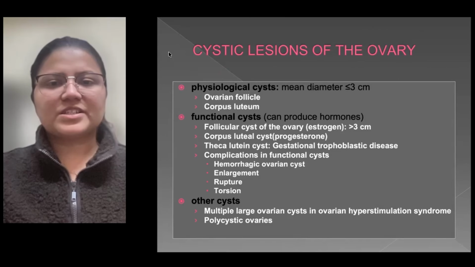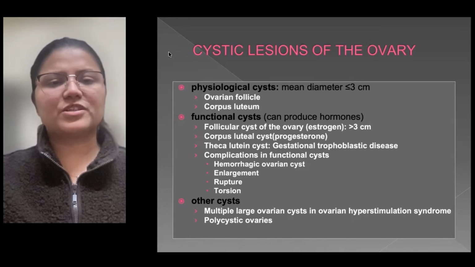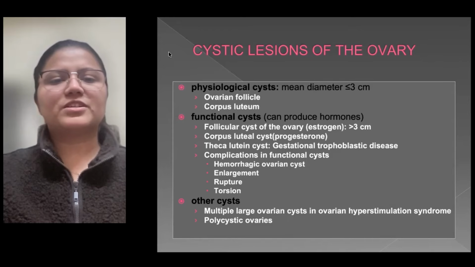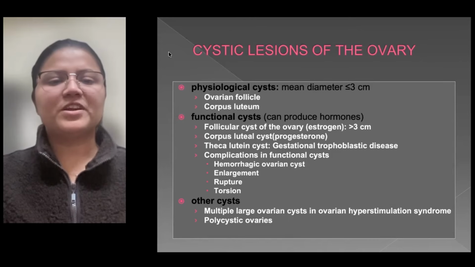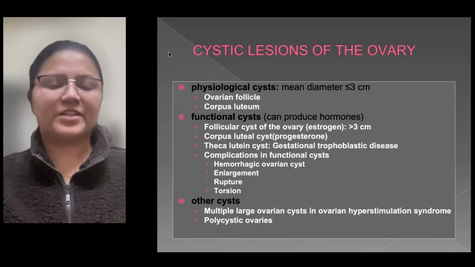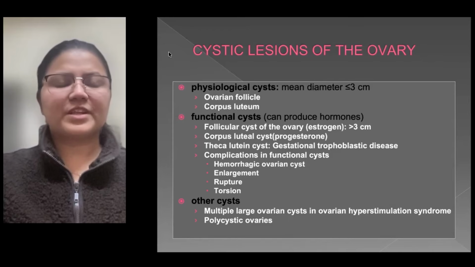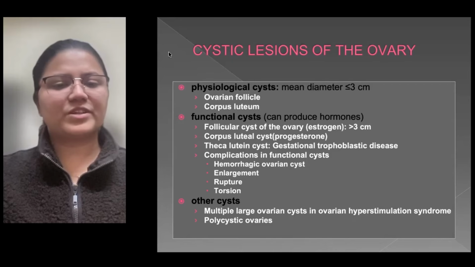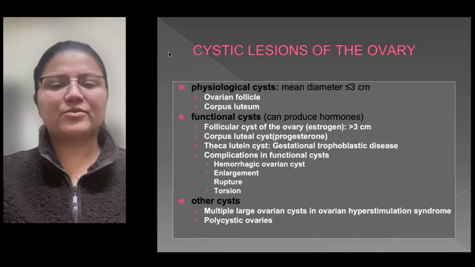First category today is cystic lesions of the ovary. They are broadly classified into physiological cysts, functional cysts, and other cysts. Physiological cysts include the ovarian follicle and corpus luteum. They have a diameter of less than or equal to 3 cm. Functional cysts produce hormones. Follicular cyst of the ovary produces estrogen. Corpus luteal cyst produces progesterone. Theca lutein cyst is seen in gestational trophoblastic disease. Complications that functional cysts can undergo include hemorrhagic ovarian cyst, enlargement, rupture, or torsion. Other cysts include multiple ovarian cysts, ovarian hyperstimulation syndrome, and polycystic ovaries.